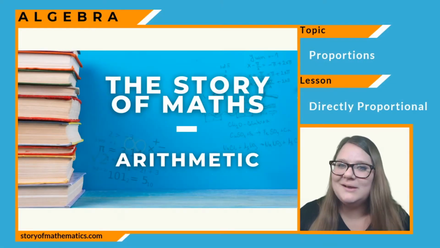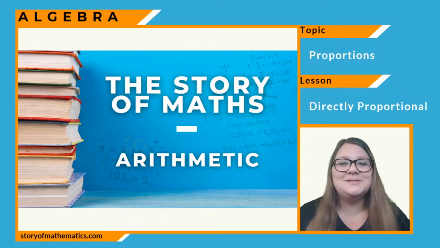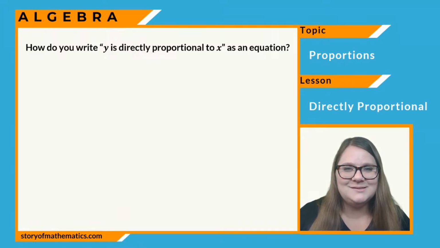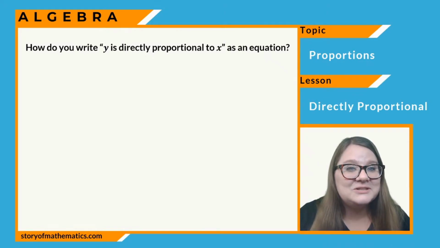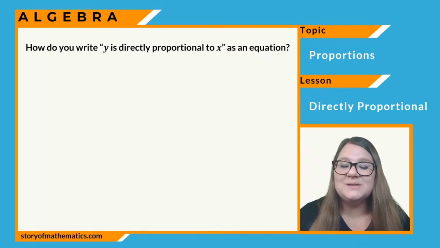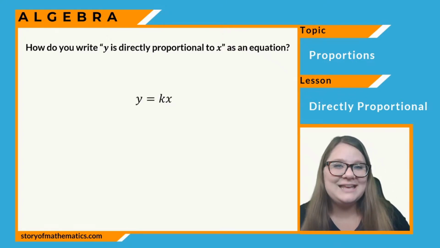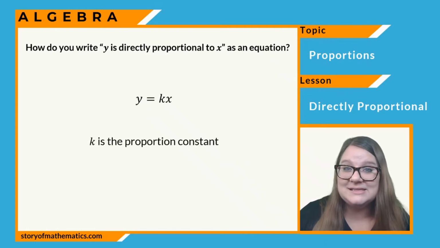In this video, we're going to learn about direct proportions and how we can set them up to solve for specific values. So let's start with the phrase, y is directly proportional to x. Well, if that's the case, then we can relate y and x with the equation y equals k times x, where k is the proportion constant.